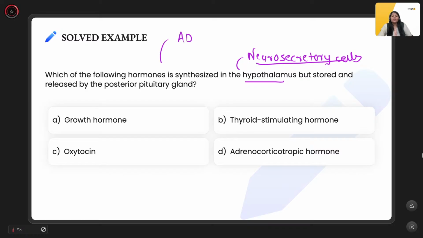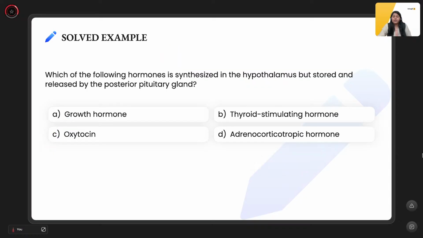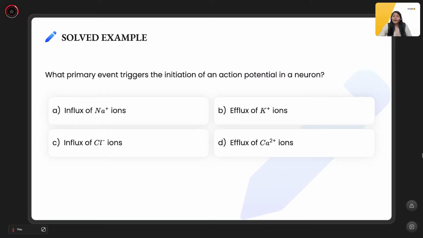Okay, those two hormones are ADH or vasopressin. ADH, which is your anti-diuretic hormone, and the second one is oxytocin. So the two hormones are ADH and oxytocin. So here you have option C, oxytocin. Moving on, what primary event triggers the initiation of an action potential in a neuron?